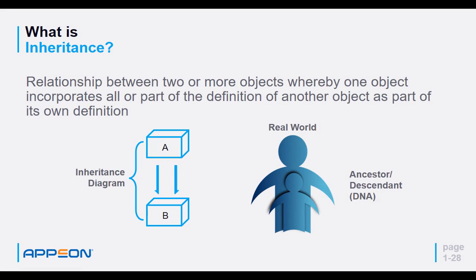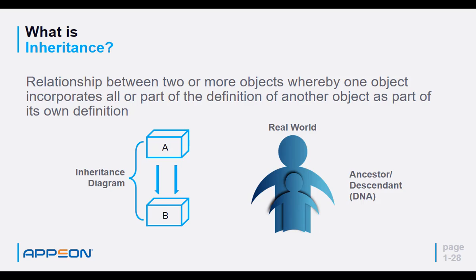Let's have a look at inheritance. The definition is a relationship between two or more objects where one object incorporates all or part of the definition of another object. In the real world, of course, we associate that to an ancestor-descendant relationship, for example, between a grandparent and a child, where there's some kind of ancestor DNA that's passed down to the child. So we know that a specific type of hair color, a specific look of the facial features, or maybe a potential height that the child will grow to is defined by DNA code passed down from their ancestry.